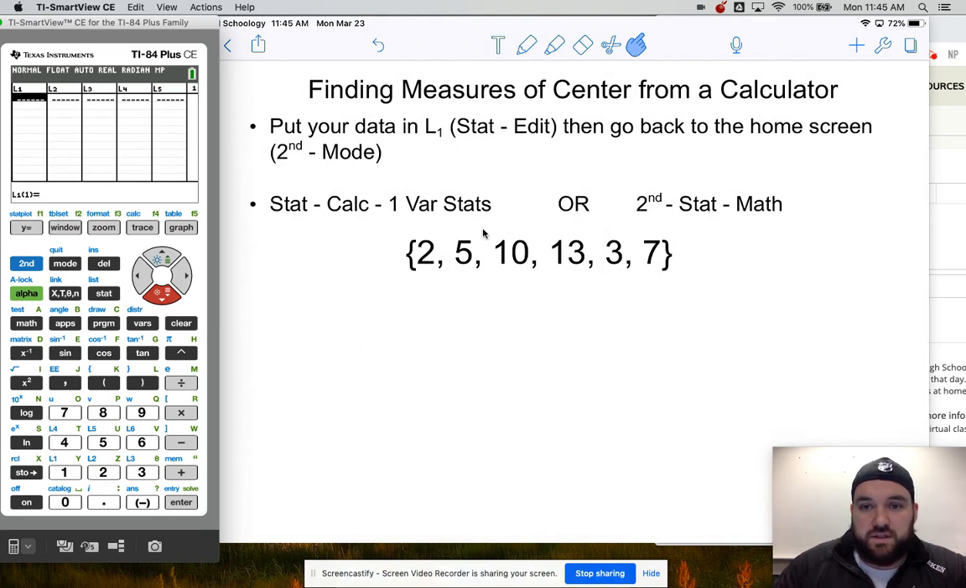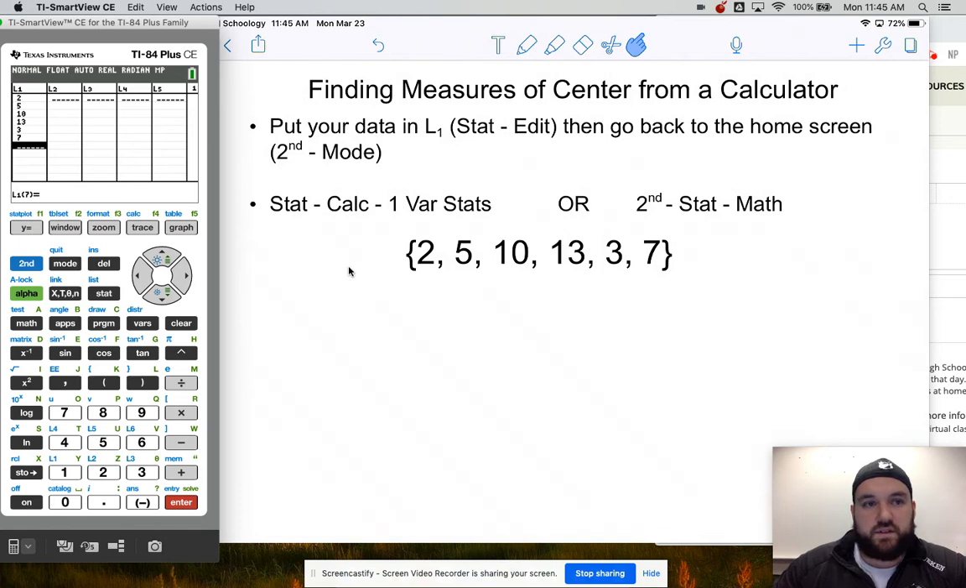So what I'm going to do is I'm just going to type these 6 numbers in. And I know they're written horizontally side to side, but I'm just going to type them all going down list 1. Now, when you do this, you have to hit enter every time you're done typing a number. So 2, enter, 5, 10, 13, 3, and 7. What's cool about this is that you do not have to type them in order. The calculator will tell us what the median is anyway.